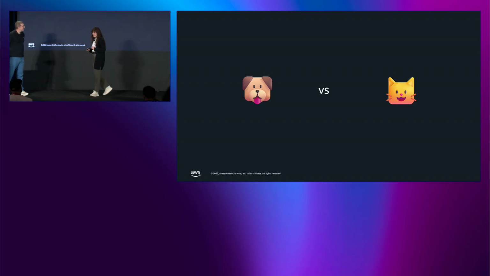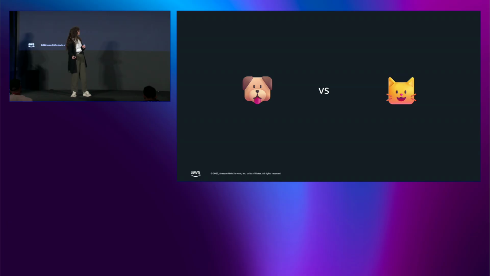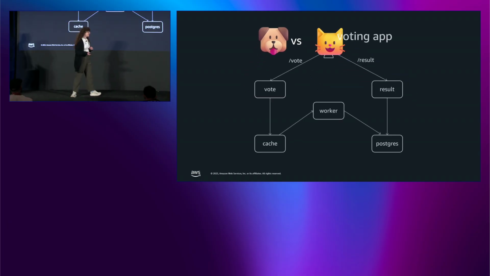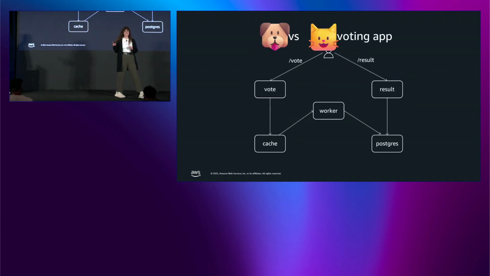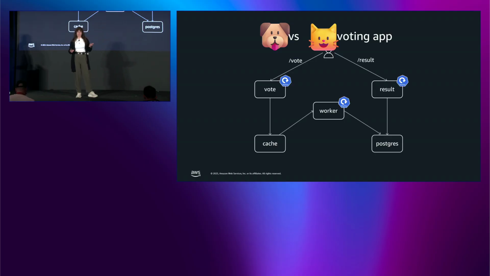Okay, cool. So our voting app has 5 components. 3 different microservices, and one database, and a caching. So the microservices we are going to deploy using Kubernetes, and the database and the caching, we're going to do it probably with a different tool, right?